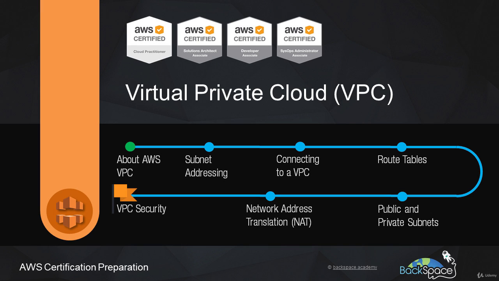We'll look at the ways of connecting to a VPC, and we'll look at routing of traffic inside a VPC, and we'll also look at public and private subnetting, so dividing up our VPC into private and public subnets. And we'll look at the techniques for VPC security, in particular security groups and network access control lists.